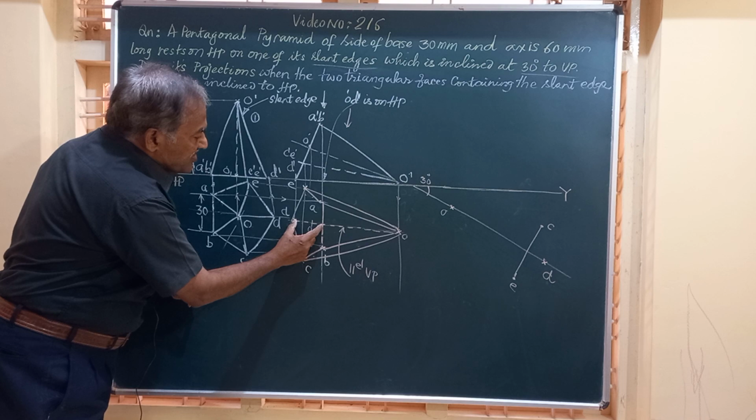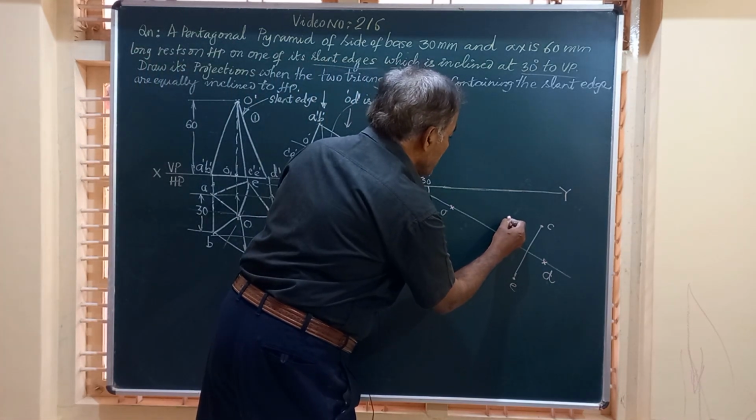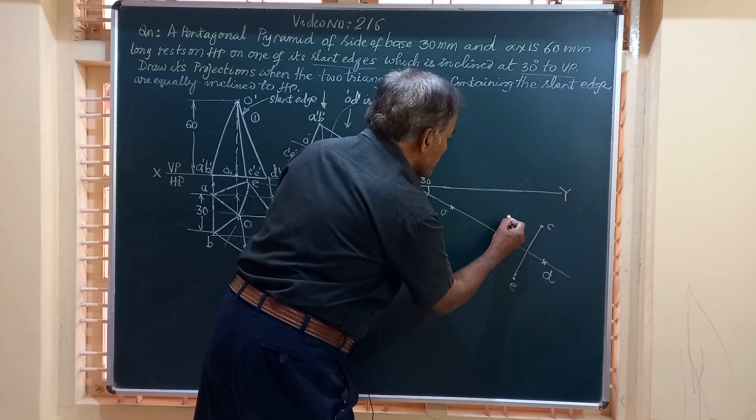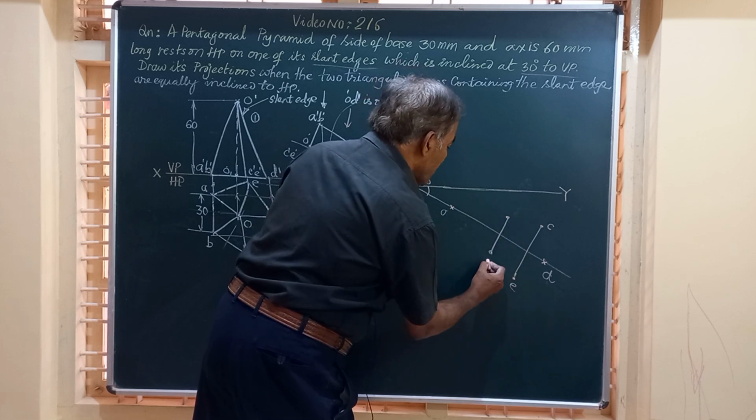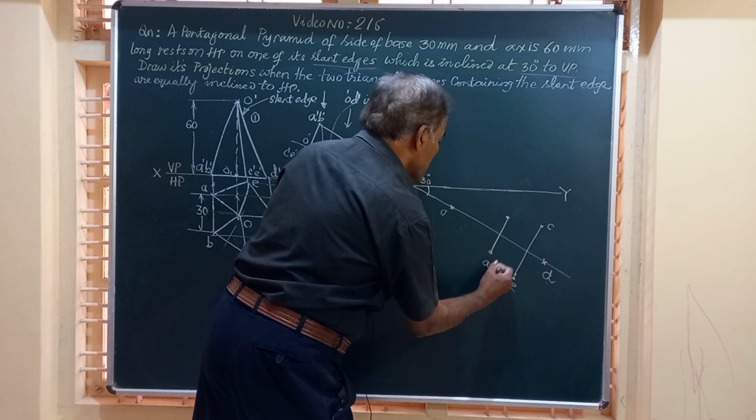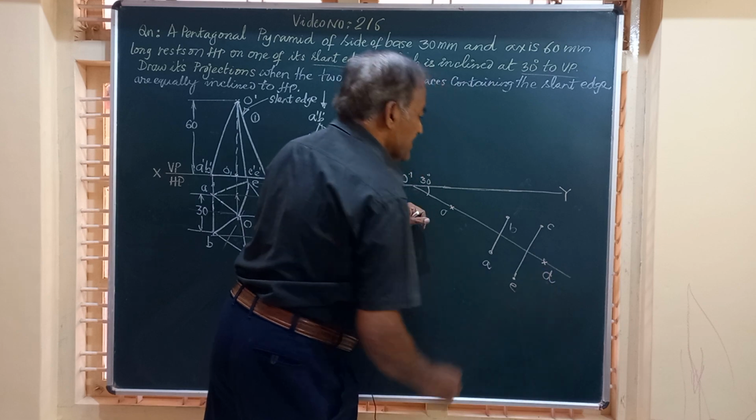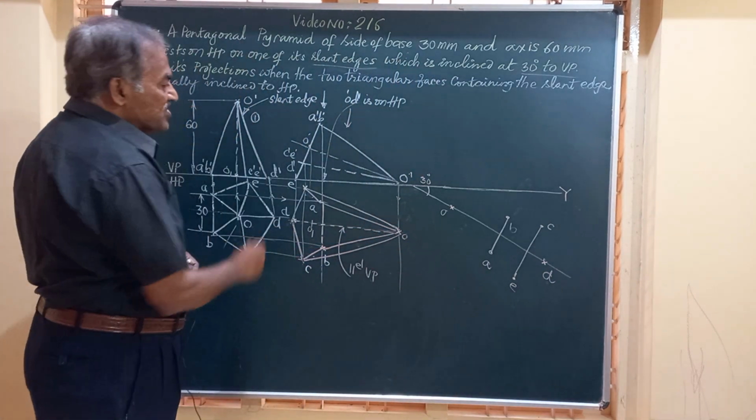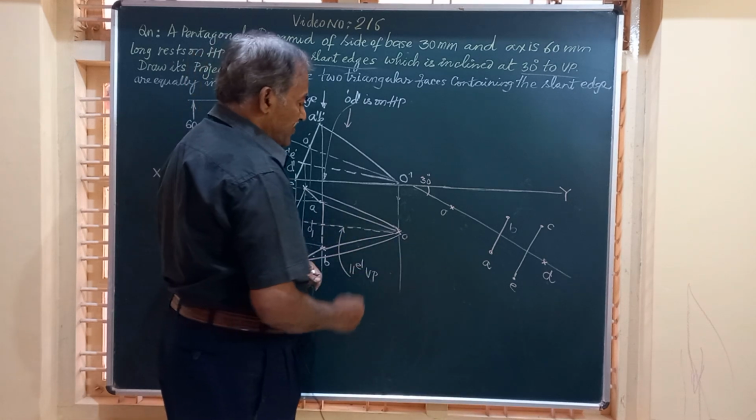So measure this distance and mark AB. So AB will be 30 mm. So this is A and B. So this point is A, this point is B, this is C, D, E. And finally O is here, friend. The figure whatever we are getting here should be a photocopy of this.